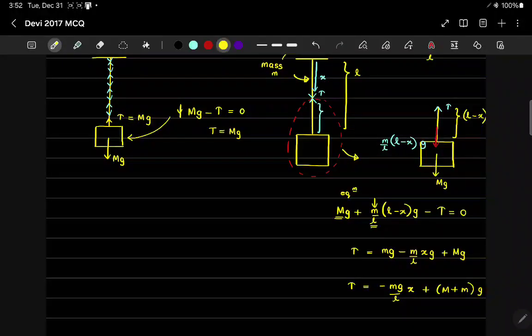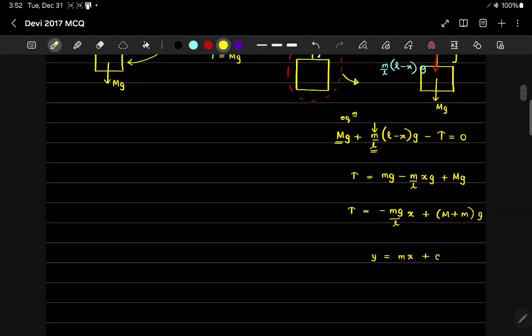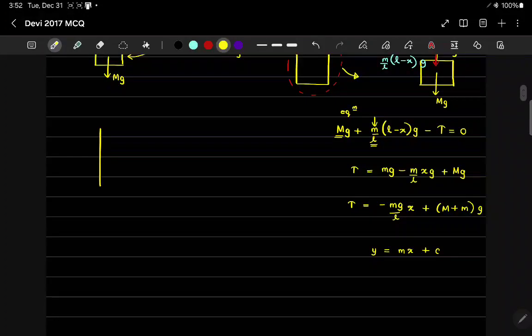So it is an equation of the format y equals mx plus c, where y, the dependent variable, is the tension and x is the independent variable. So it should be a straight line where when x is 0, the tension is maximum, because if x is 0, the negative part gets 0, then T should be maximum. And this ends at the upper boundary of x, which is simple L, the length of the string. So something like this.